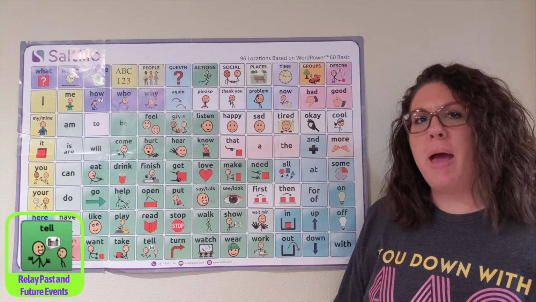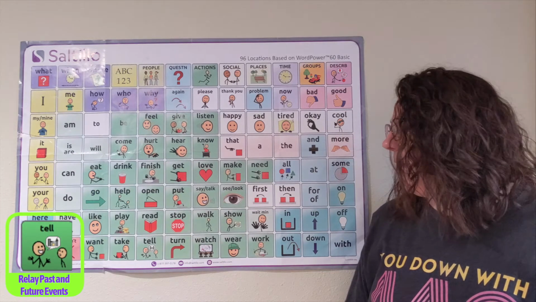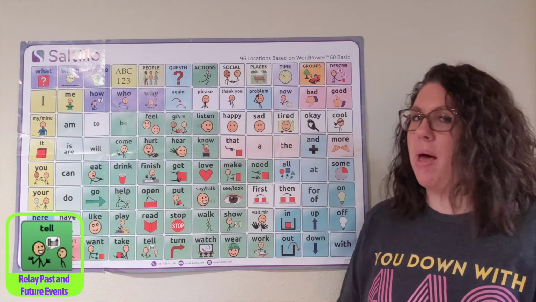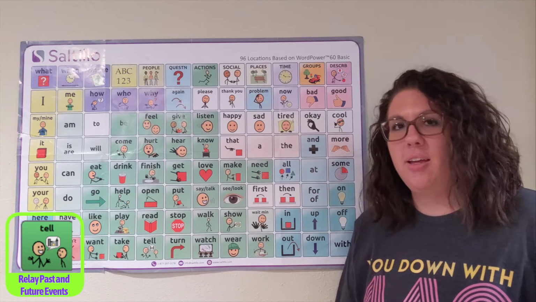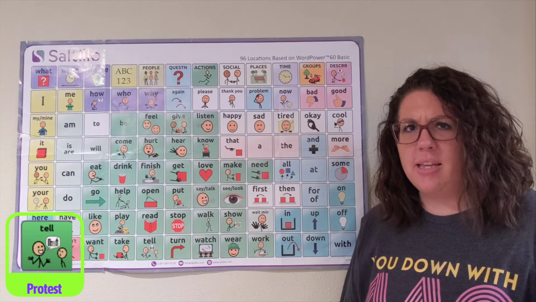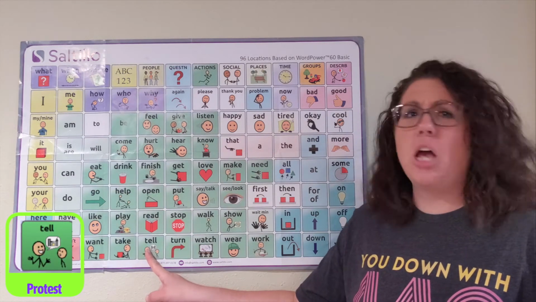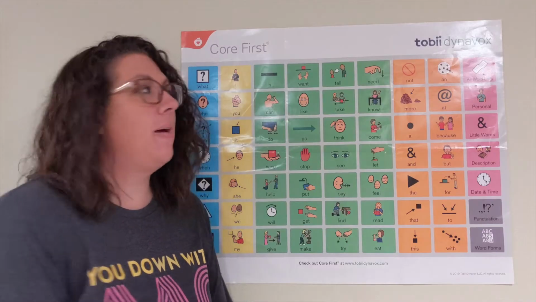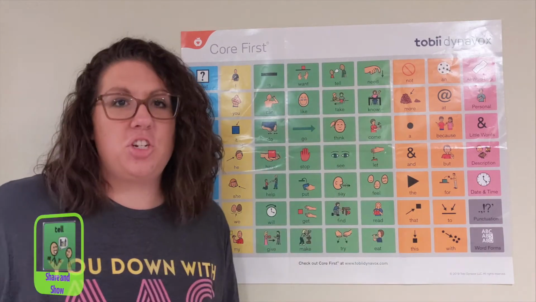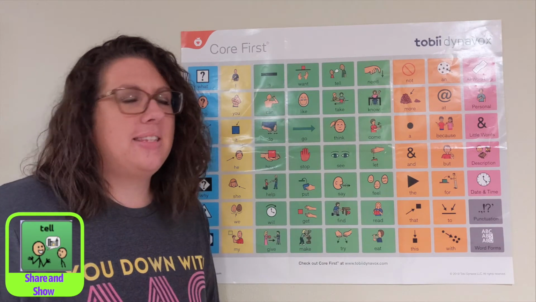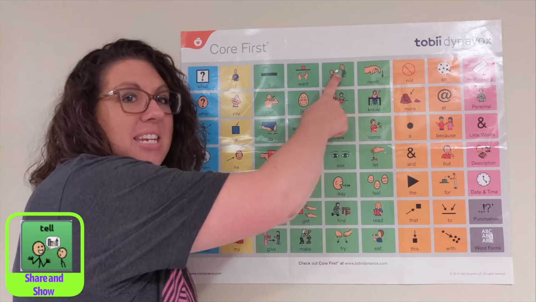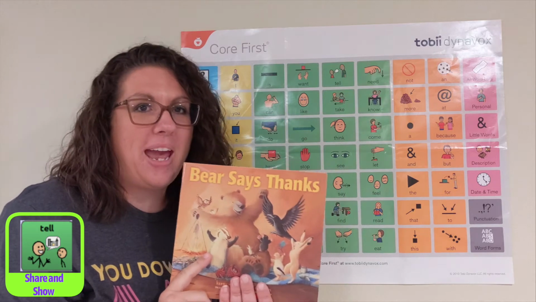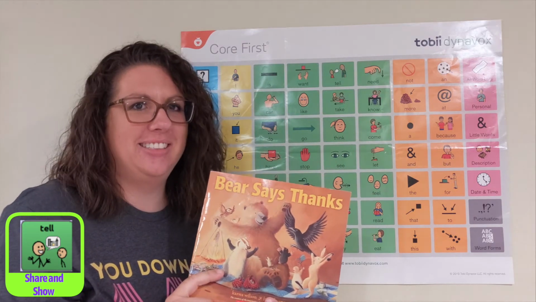I could relay past and future events by saying, I tell my mommy that I love her. I could use it to protest and say, don't tell them, don't. I could use my word tell for sharing and showing. I could say, I want to tell you about Bear and his friends.